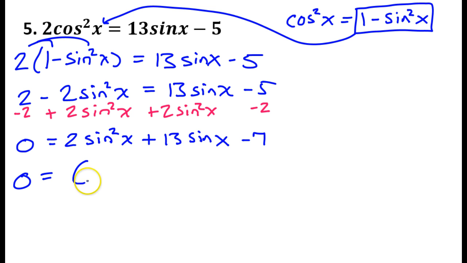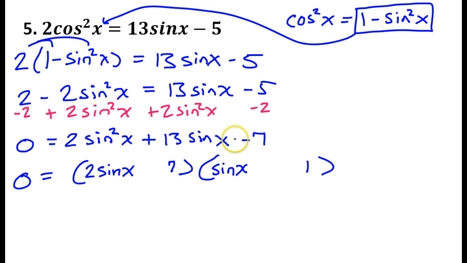Okay, hopefully this can be factored, so let's go for that. 2 sine squared x can be factored as 2 sine x times sine x. Now, skipping the middle part for a minute, I'm looking at the 7. That is either going to be 7 times 1, or 1 times 7. It's going to make a difference, so if it doesn't work out one way, we'll try it the other way.